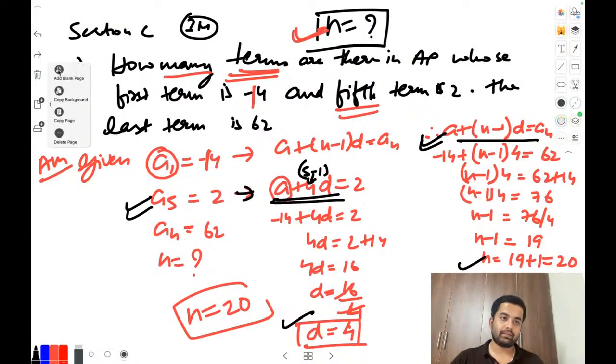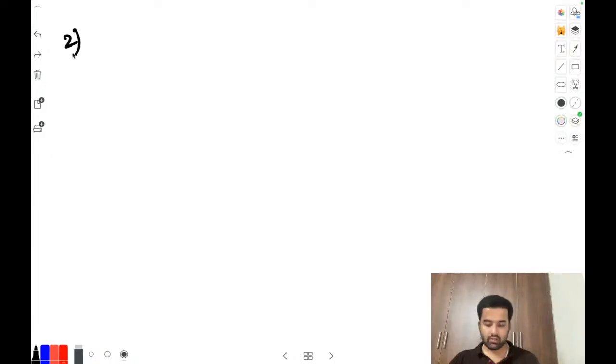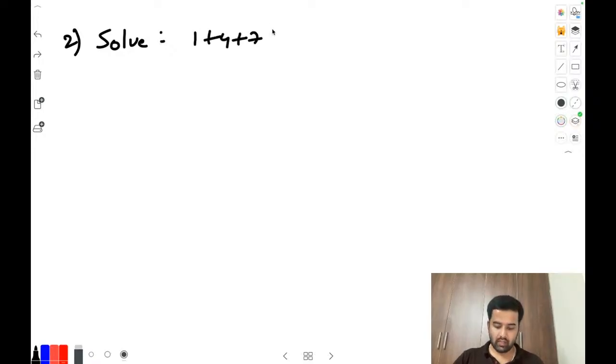Second number. Question number 2 now. Question number 2 is, yeah, maybe this question you will see for the first time. But still you just try to solve. This one is given.